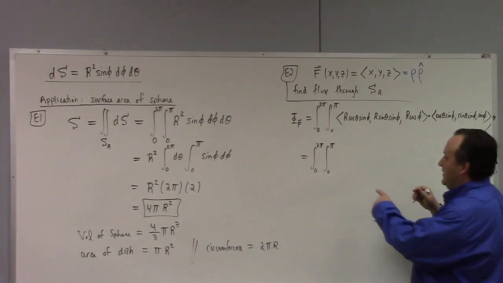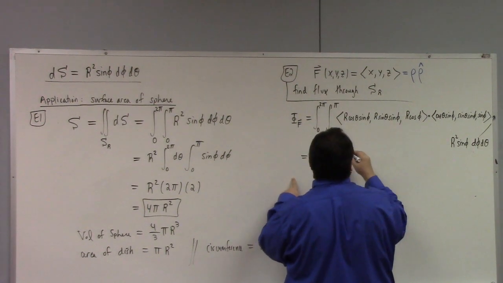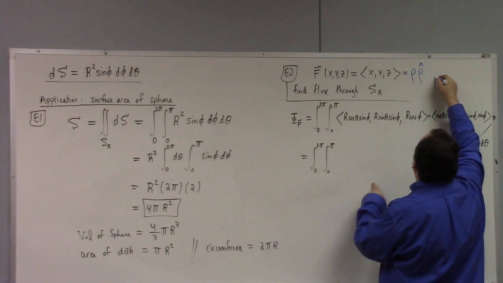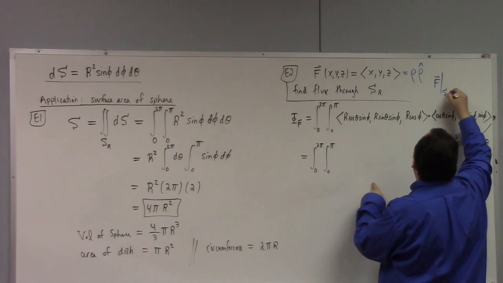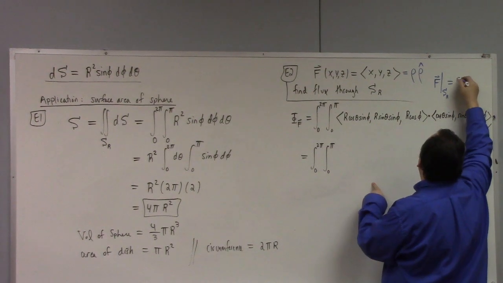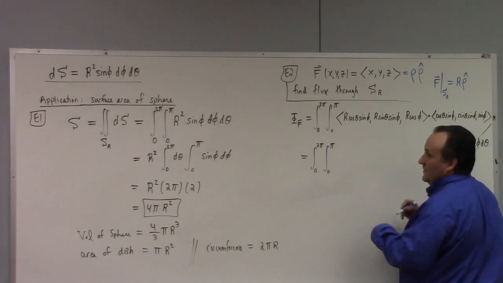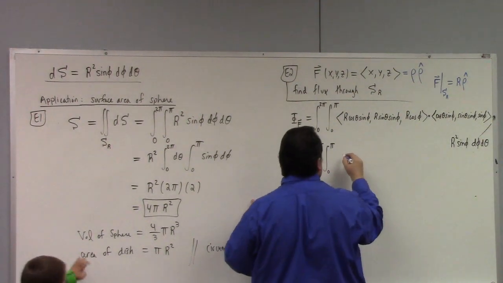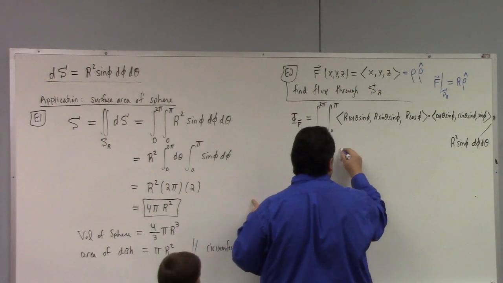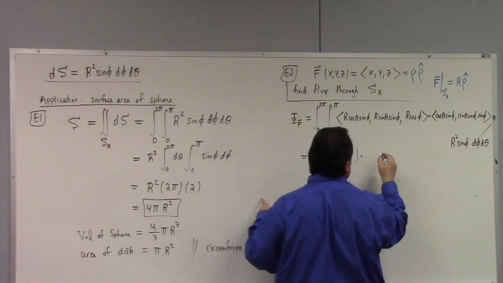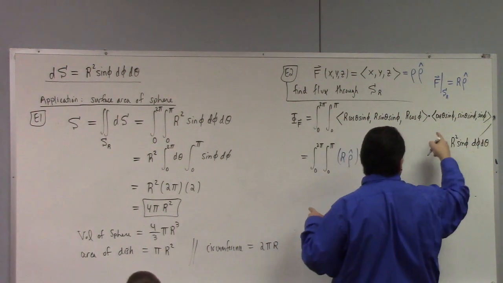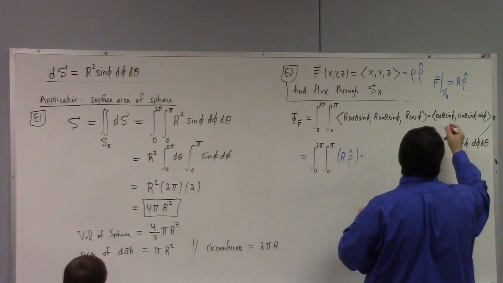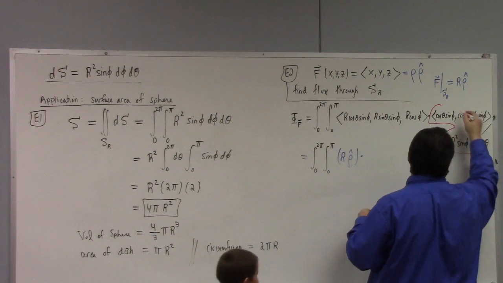And so if I take this and evaluate it on the sphere, that's R rho hat, because rho equal to R is the sphere. So I can do R rho hat here, and I take the dot product with, as we were discussing, this business over here.